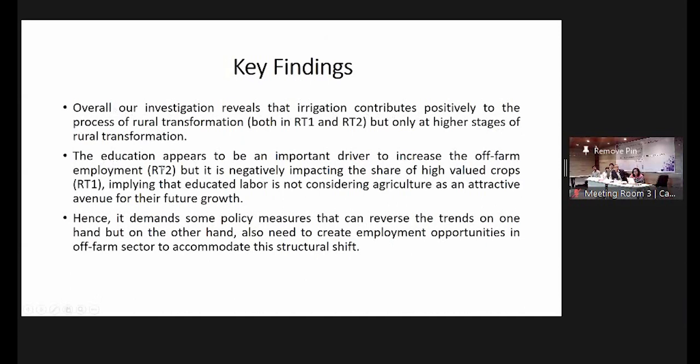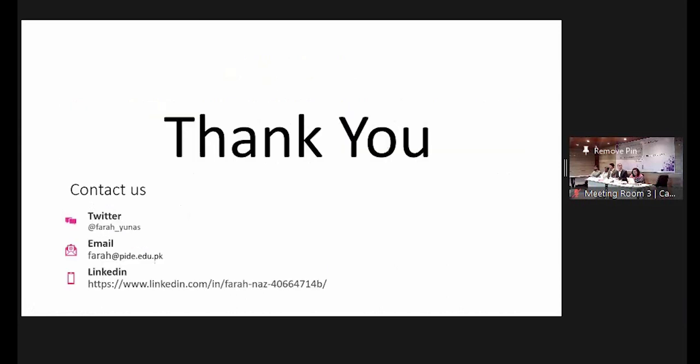Here, education is a very important driver to increase off-farm employment, and it has a negative impact on farm employment, as we see with the RT1, implying that the educated labor is not considering agriculture as an attractive venue in the case of Pakistan. Rather, for future growth, they want to get themselves engaged in the off-farm sector. Hence it demands policy measures so that things could get settled in the farm sector as well as the off-farm sector. In the off-farm sector, the policy could be to develop more employment opportunities so that the structural shift could be beneficial for the overall betterment of the economy.